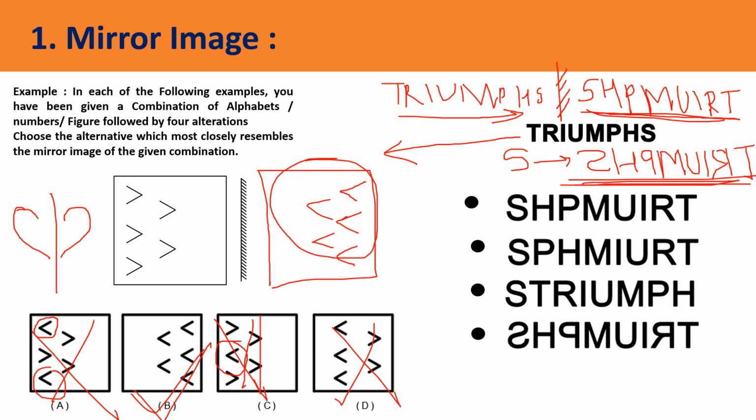Let's see if we find any identical figure like this. A is not the answer, right? It is just the opposite word but not the mirror image. Then we have the second option. It is not the answer because it is not the mirror image. Then the third is also not the answer, but if you look at the fourth one, 4 is the answer.